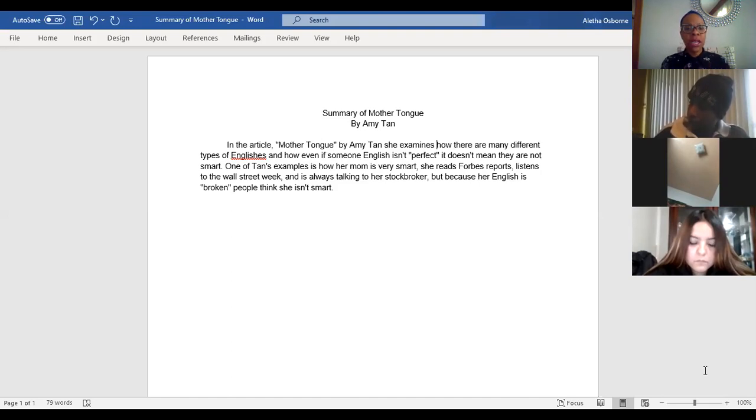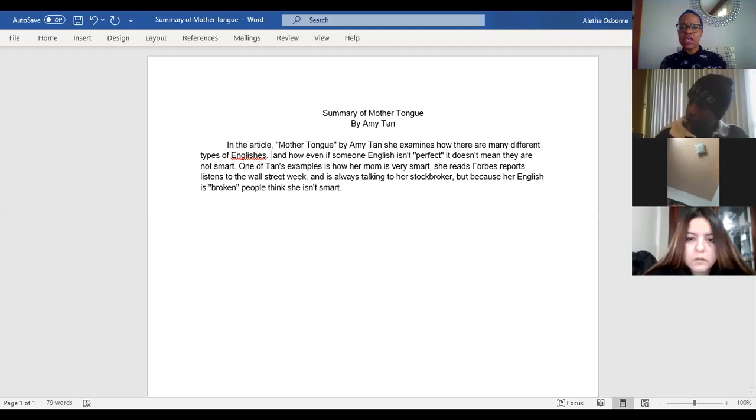So first sentence, in the article Mother Tongue by Amy Tan, she examines, that's our strong verb, how there are many different types of Englishes. And I'm going to just cut it off here. Now, I do like that on this student sample, the student said, and how even if someone's English isn't perfect, it doesn't mean they are not smart. That is a good, important point. But I do think we could perhaps add this as an additional sentence of detail, okay? But for that first opening sentence, we have the title, author's name, use of our strong verb, and setting up the main idea, okay?